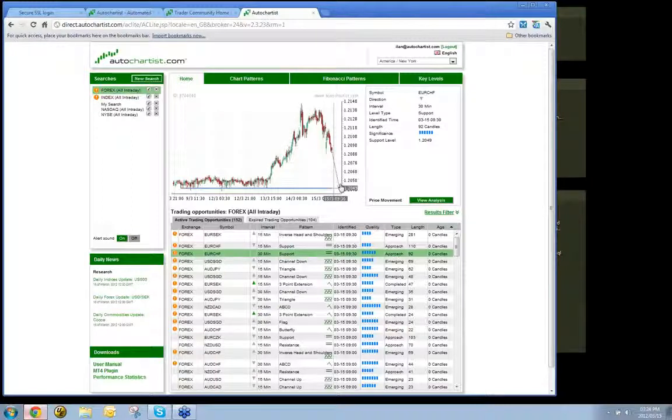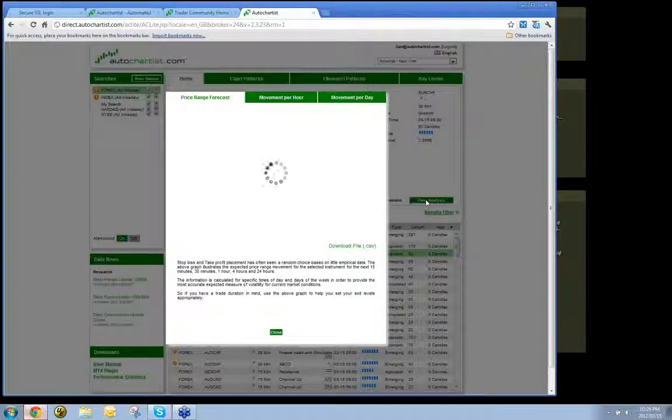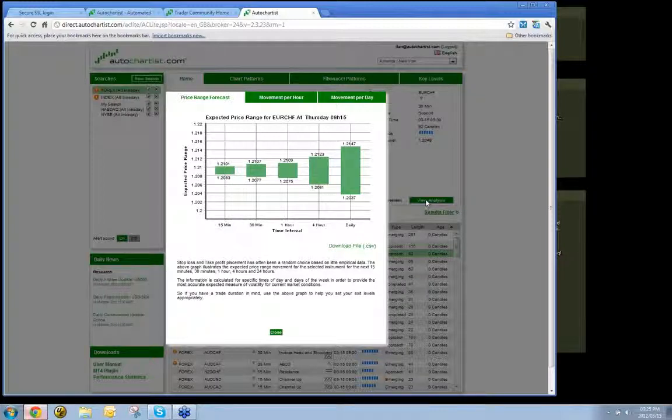Now let's look at another very interesting feature of Autochartist, which is what we call Power Stats. If you notice, there's a button to the right of the chart called price movement, and a little button next to it called view analysis. If we click the view analysis button and give it a moment to come up, what comes up on the screen is our Power Stats product.